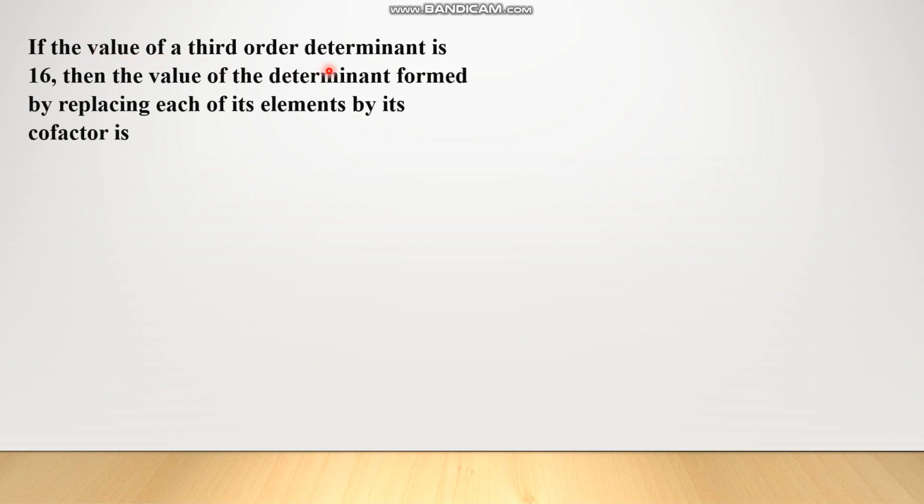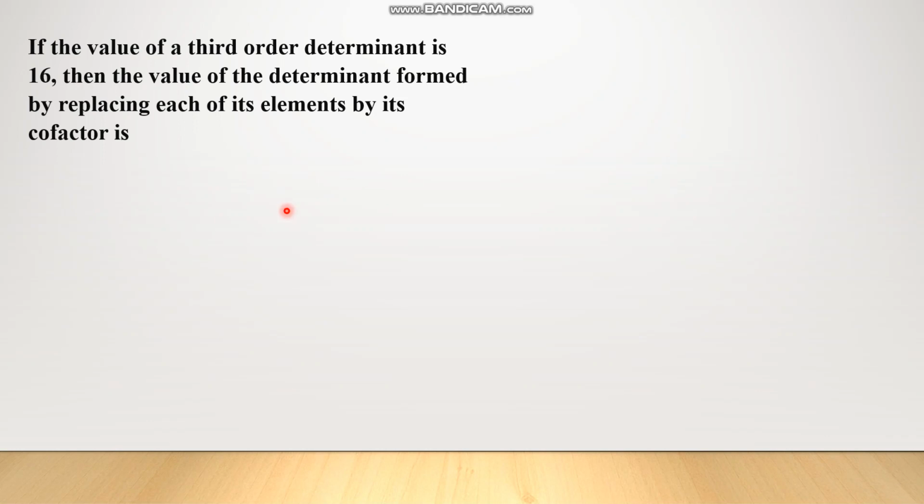If the value of a third order determinant is 16, then the value of the determinant formed by replacing each of its elements by its cofactor is? Though this question looks tricky, this is actually an easy one. First of all, you should understand the meaning of the determinant formed by replacing each of its elements. The meaning is, if you replace each element by its cofactor, you get the cofactor matrix.